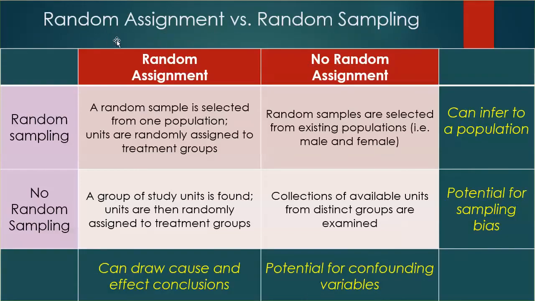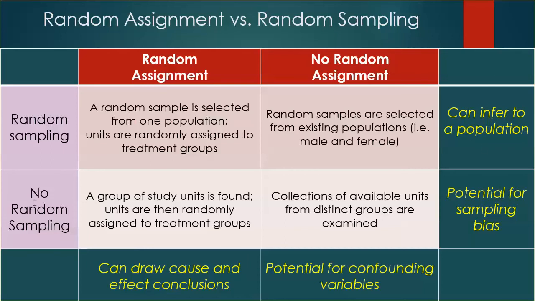And so here's kind of a table that tells you the difference between random assignment and random sampling. So first, let's look at random sampling. So you have these 219 students. Are they a random sample or not? Well, if they're a random sample, okay, then we should be able to infer to the population. We should be able to say, well, these students were randomly sampled from the whole population of students, and therefore we can generalize to the population.